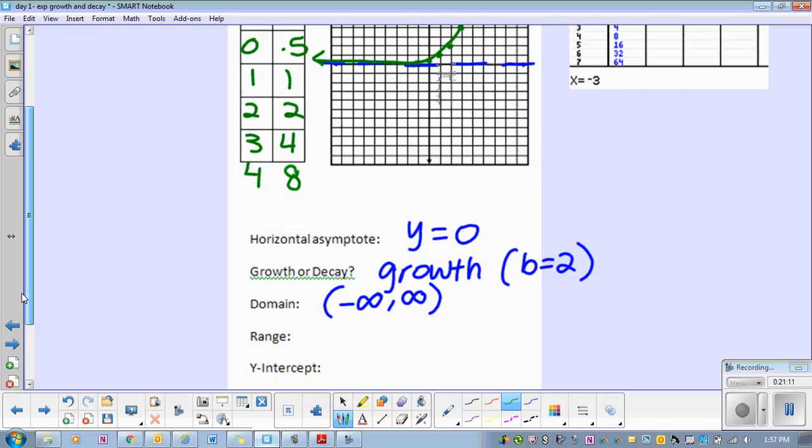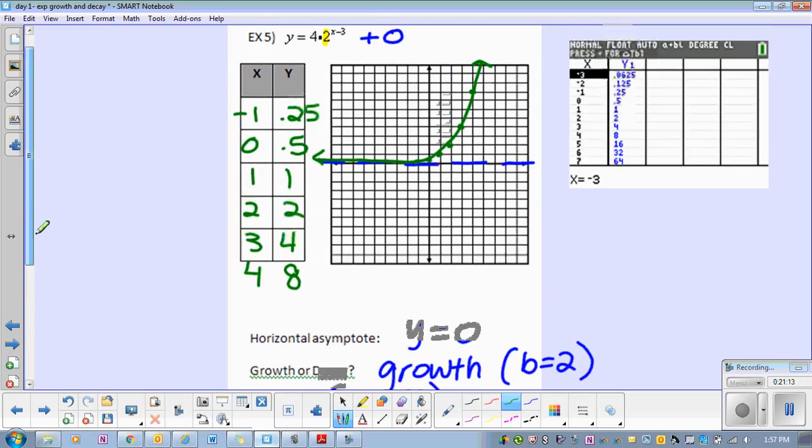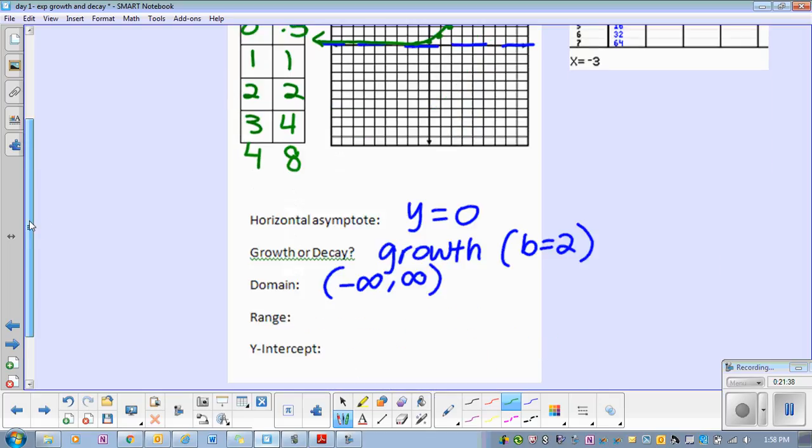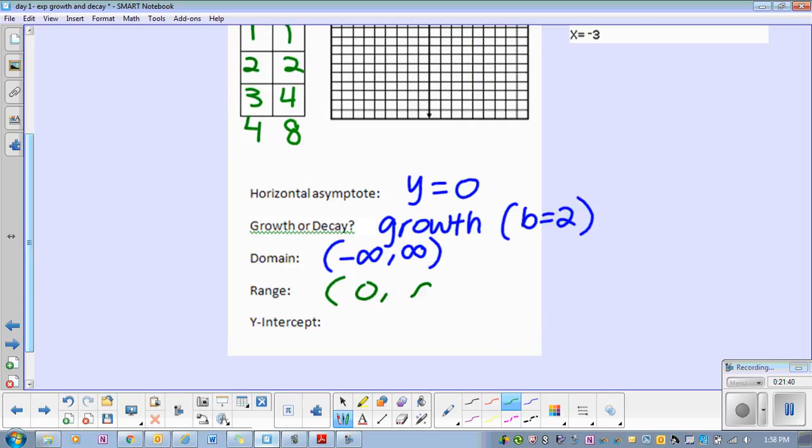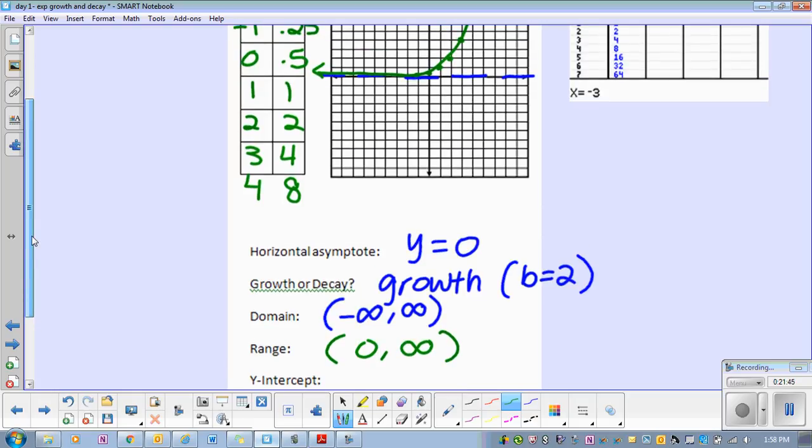Now, let's talk about the range. Guys, do I have any arrows going straight down? No. So below my horizontal asymptote, does my graph even exist? No. So where does my graph start? It starts at the horizontal asymptote, which is at 0, and it goes up to where? Good. So your range is from 0 to infinity. Okay?